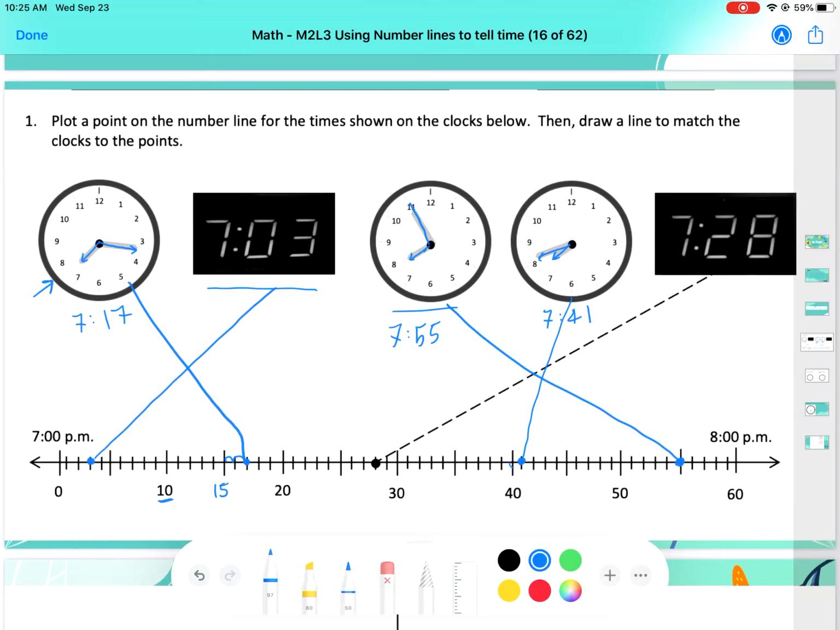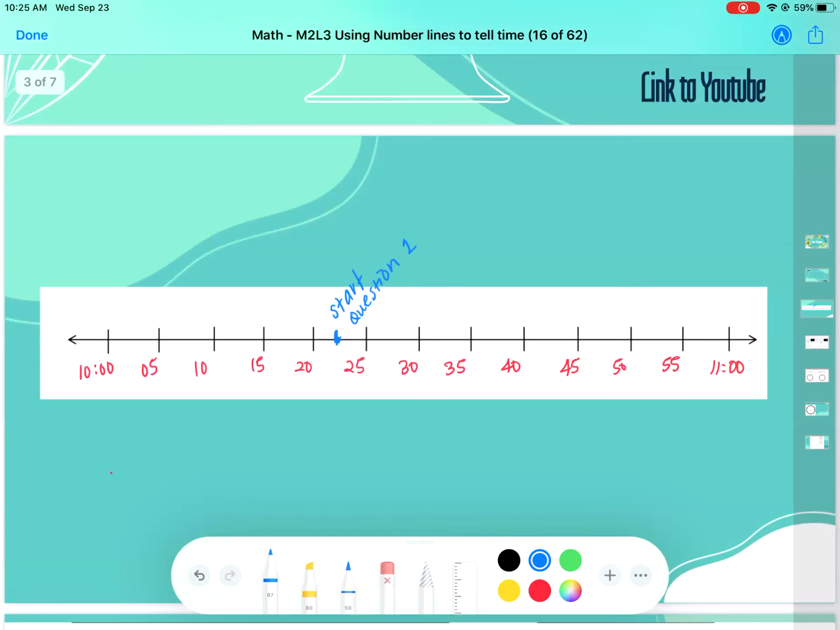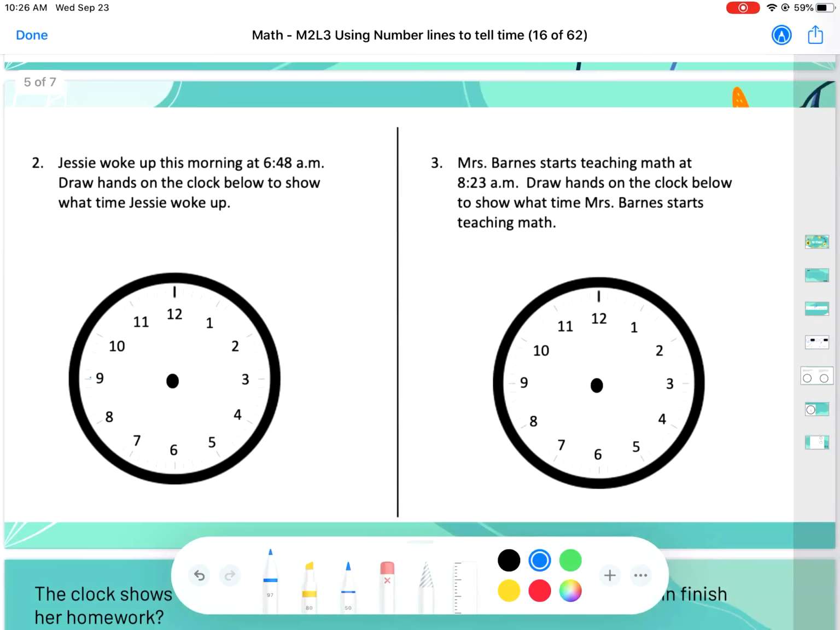So this is how we do our question number 1. Now I'm done with my first question, and I'm going to move on to my second question. But before I move on, I'm going to check my number line, and I'm going to mark my point once again to indicate when I started my question number 2. And here's my question number 2.